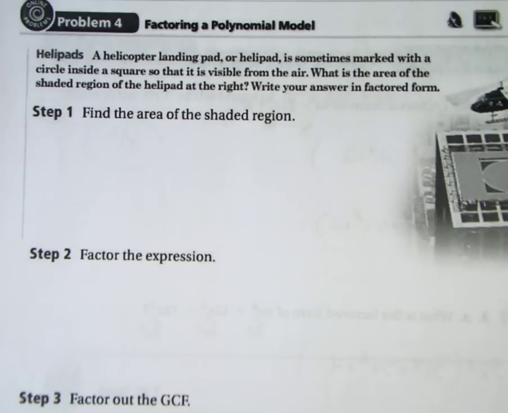In problem 4, we have a word problem. It says a helicopter landing pad, or a helipad, is sometimes marked with a circle inside a square so that it is visible from the air. What is the area of the shaded region of the helipad at the right? Write your answer in factored form.